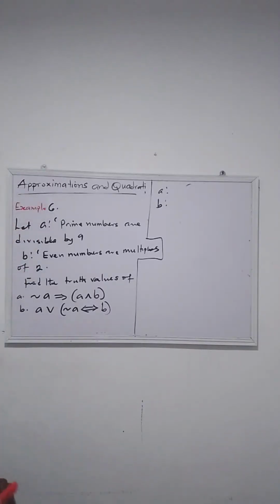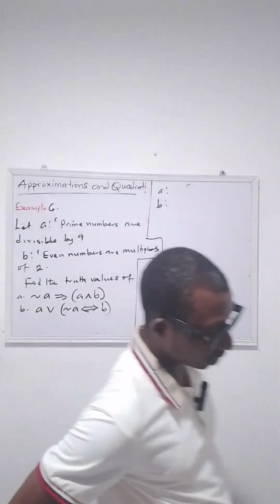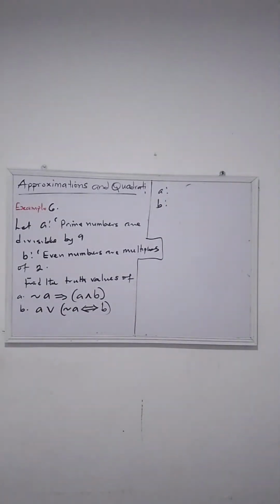So I want you to drop that in the comment section. Let's see what is the answer to A and what is the answer to B. What is the truth value of statement A and statement B? Let's see what we have, because that's the most important thing in that question. We must first find the truth value of the given statements.